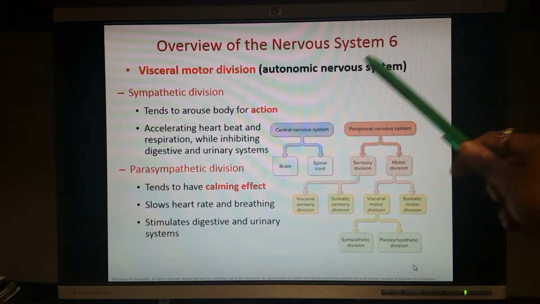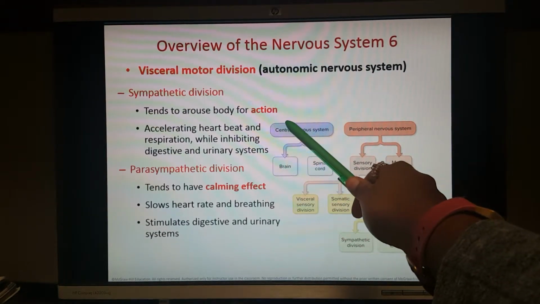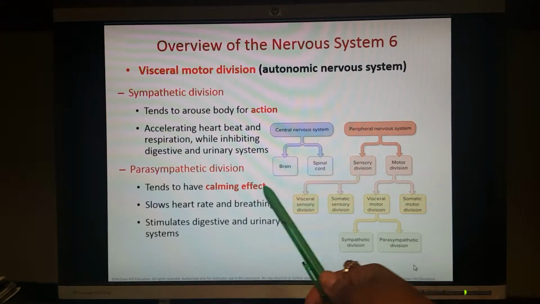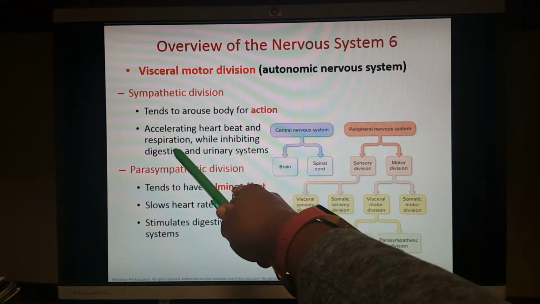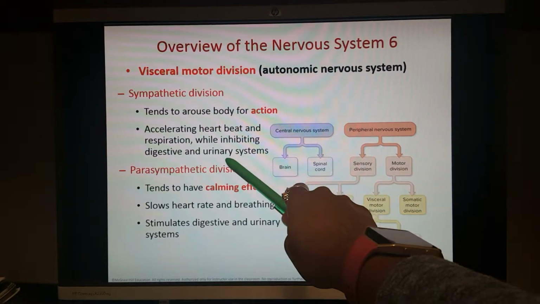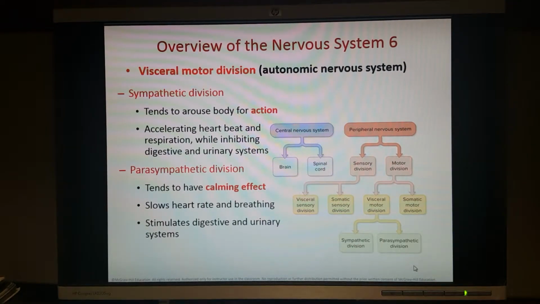So for your sympathetic division, getting body ready for action. So needing to shift your blood towards your skeletal muscles so that when you need to run away or fight, you have the nutrients so your muscles are able to contract and do that type of action. Also helps to accelerate your heartbeat as well as your respiration. So speeding up the heart, making sure that blood's flowing well, speeding up your breathing so that you're getting enough oxygen, and shifting the blood away from your digestive and urinary system. So they're no longer your priority in this type of action situation.